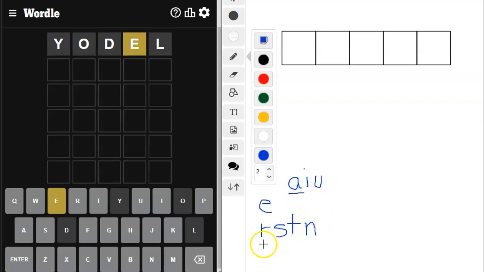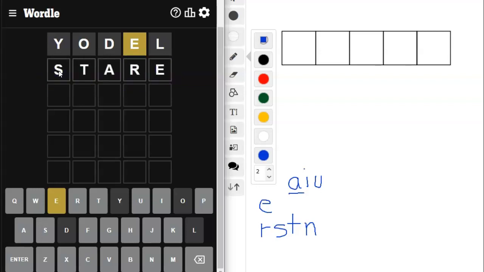And A is probably my top pick. So I could do stare. I wouldn't use the N, but I would get the E where I think it's most likely to be, unless the word is stern. I'm going to do stare. That's still a good group of letters right there. Yes, but the R isn't there. But the R is somewhere.